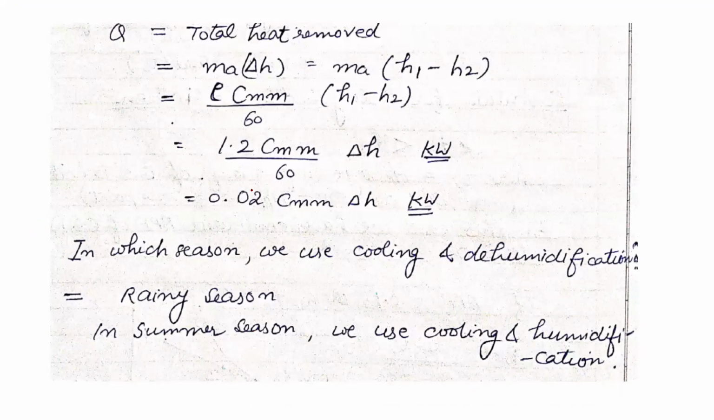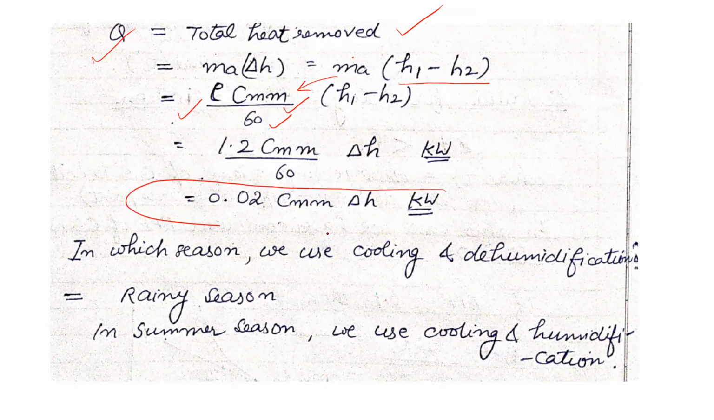So you can see I have derived this expression here also. The total heat removed Q is equal to MA into delta H, where delta H is H1 minus H2. The value of MA is given by rho into cmm divided by 60, which gives 1.2 into cmm divided by 60 into delta H, this much kilowatts, and it is equal to 0.02 cmm delta H. So this I have derived in the previous slide also.